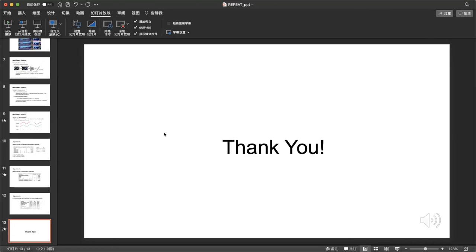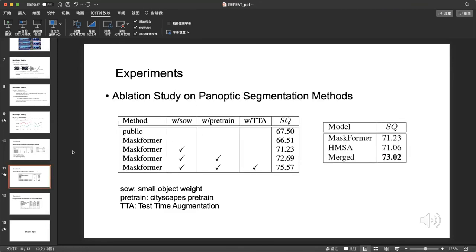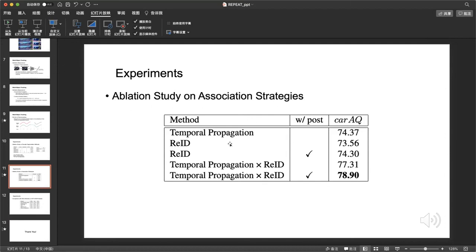Okay. There's another question. Does the ReID module work well when objects are partially occluded? Yes. In our experiments, using the ReID model only did not achieve the best result. So we use the ReID feature and the motion feature together to achieve a robust association.